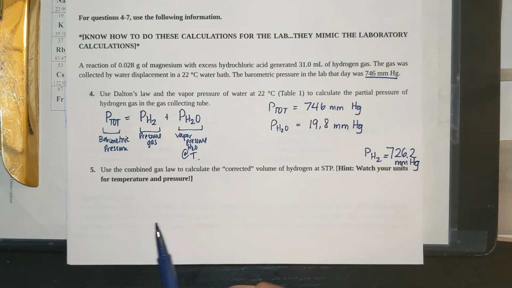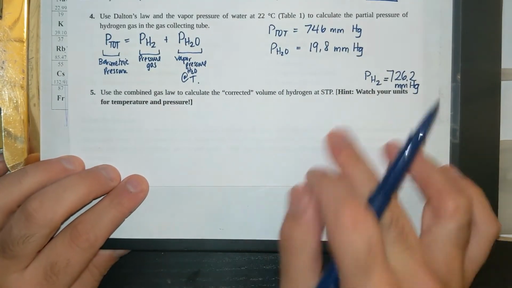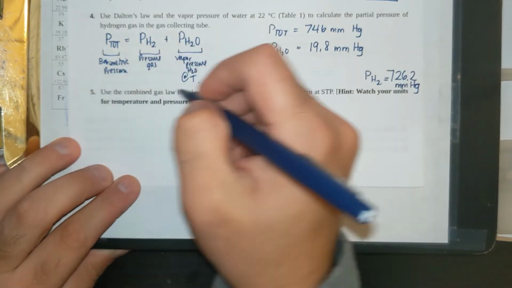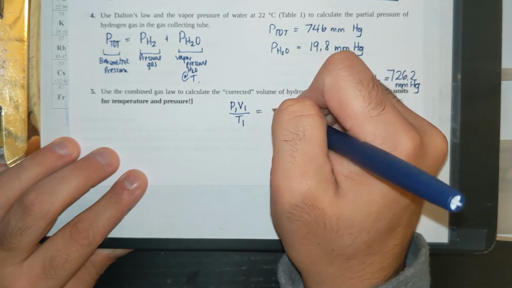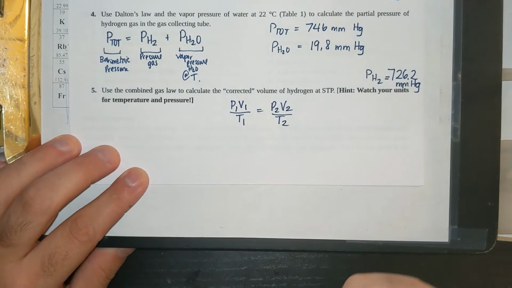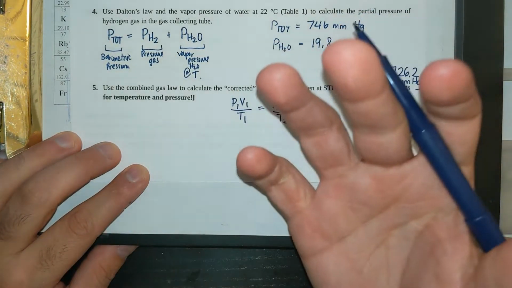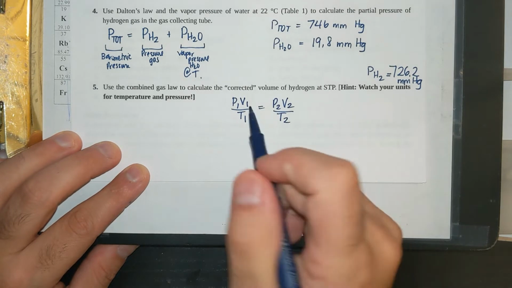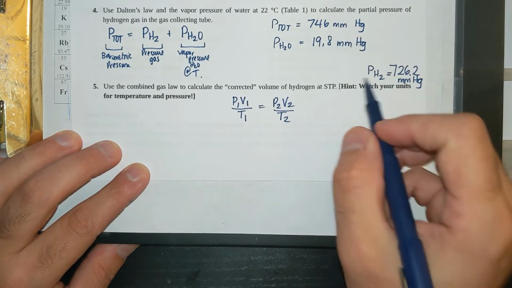And then for number 5, it says use the combined gas law to calculate the corrected volume of hydrogen gas. Now, to remind you of the combined gas law, it's P1V1 over T1 equals P2V2 over T2. We're not going to throw n in here because the moles are going to be the same on both sides. I'm creating and using only a certain number of moles of hydrogen gas. And it says it wants it corrected to STP.